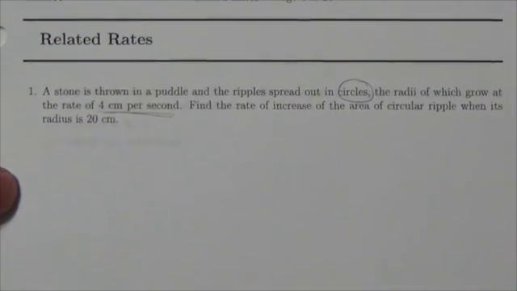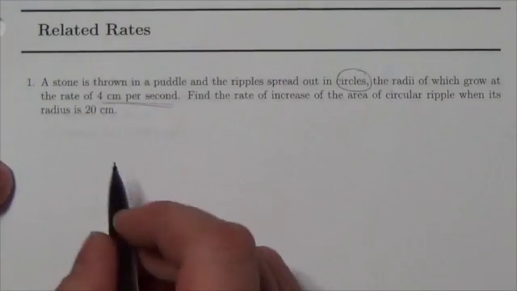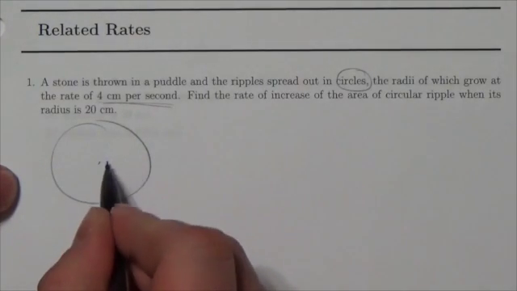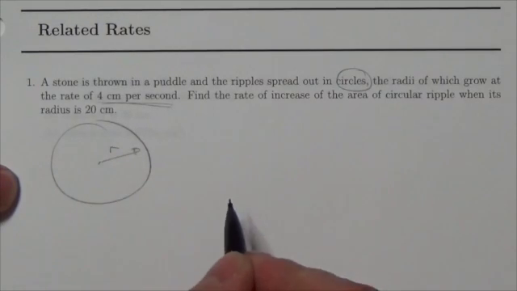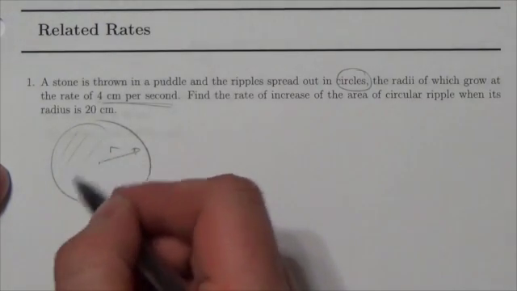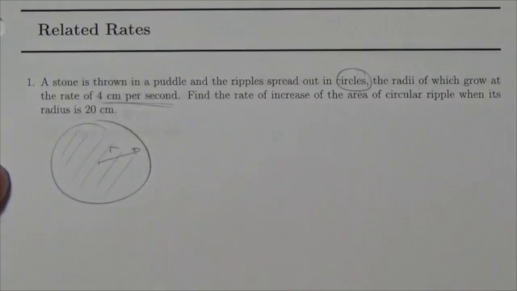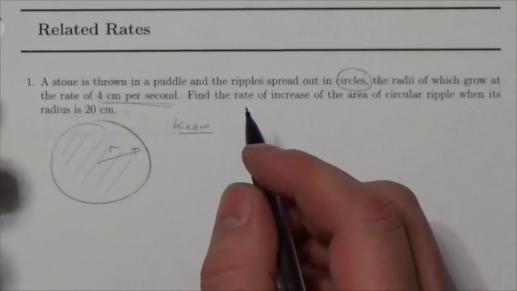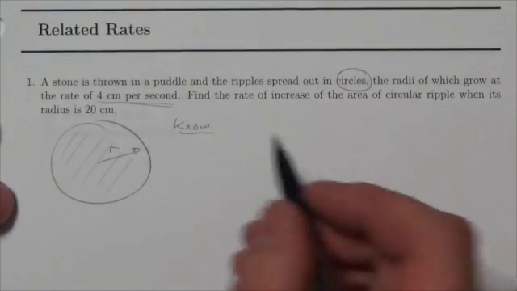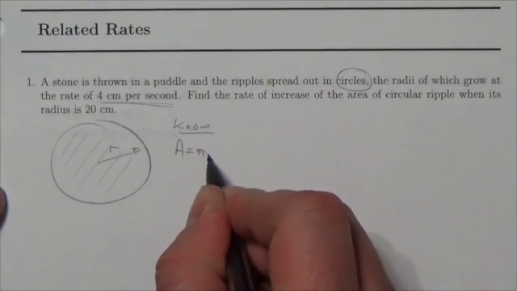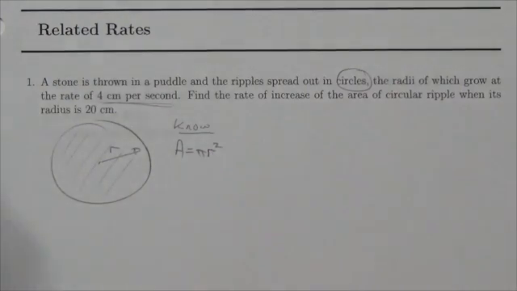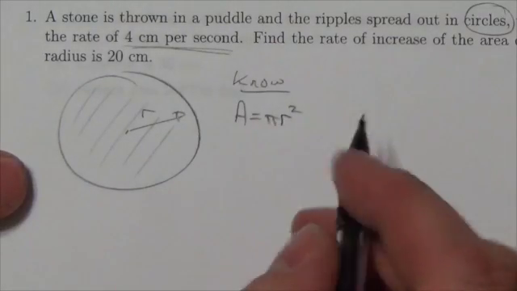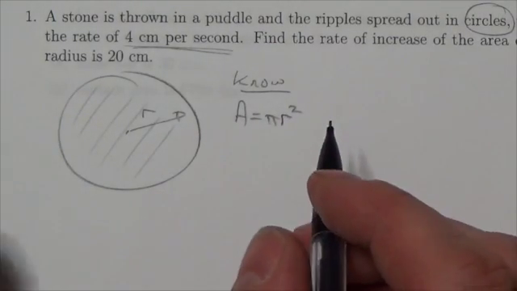Okay, so what we're going to do here, let's identify the things that we know. First of all, we throw the rock in the middle here and the radii spread out like this. And now what we're looking for is the rate at which that area changes. Okay, so what do we know? Well, first of all, we know we're looking for the area of a circle. So there, pi r squared. Maybe I'll zoom in a little bit here. So pi r squared is our formula for the area of the circle.